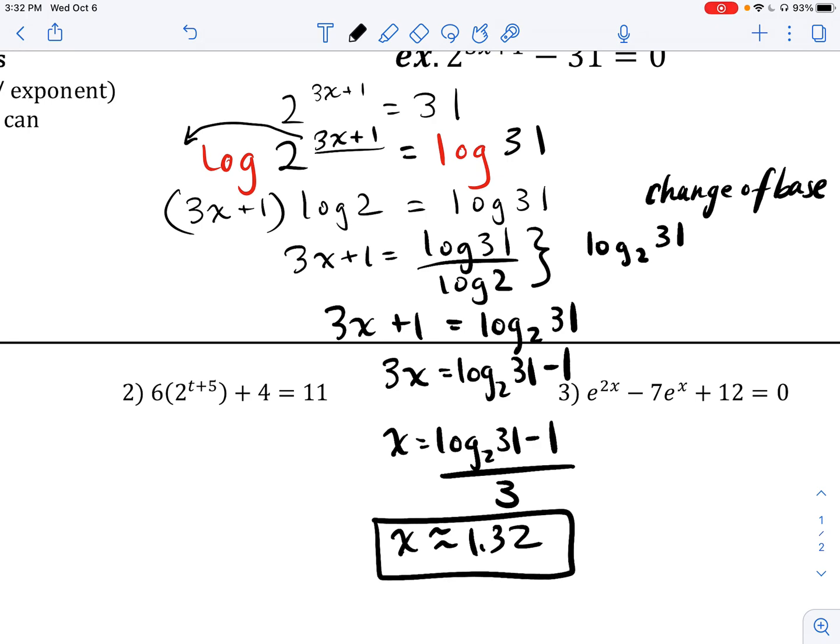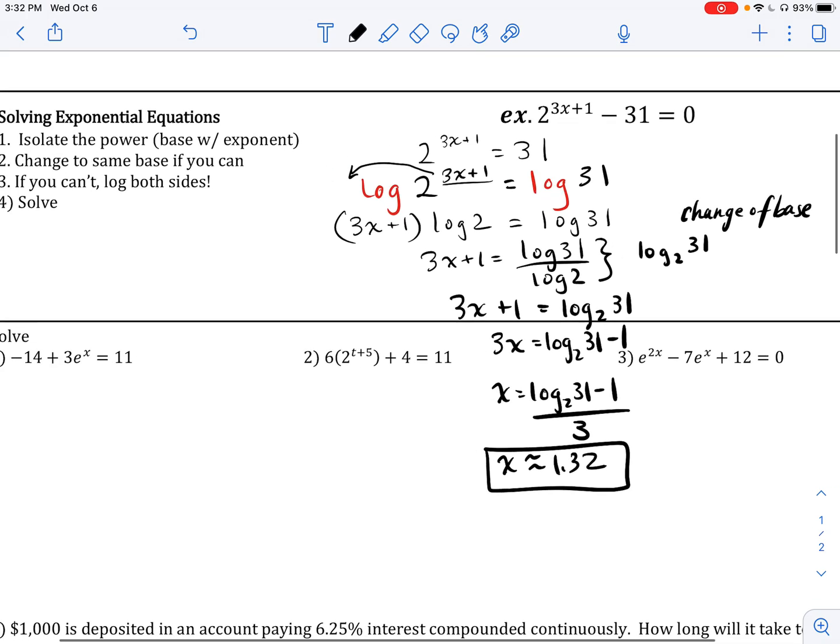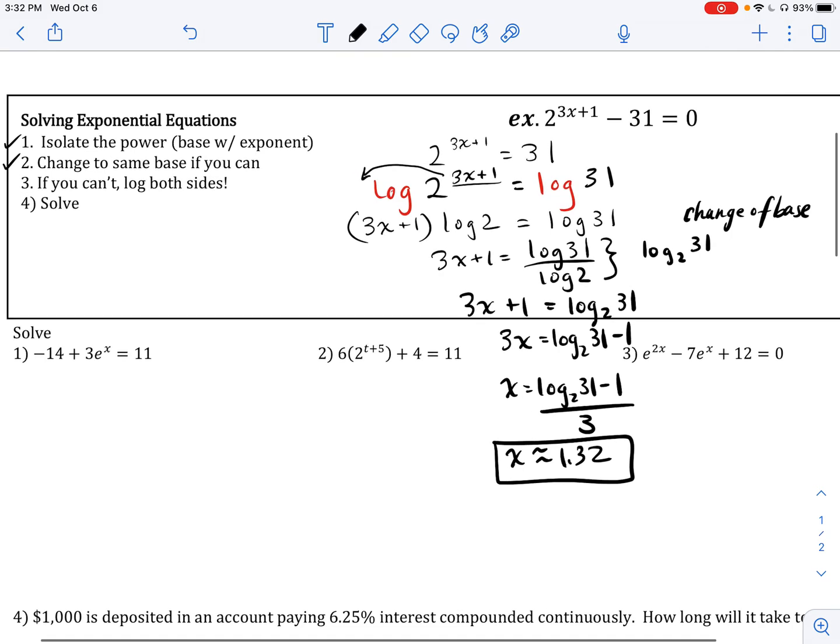There's our answer there. So just to recap, whenever we have an exponential equation where we are unable to change to the same base on both sides, then we have to take the logarithm of both sides. And then that allows us to use the log properties to finish solving.